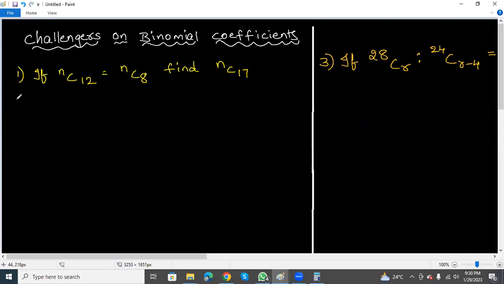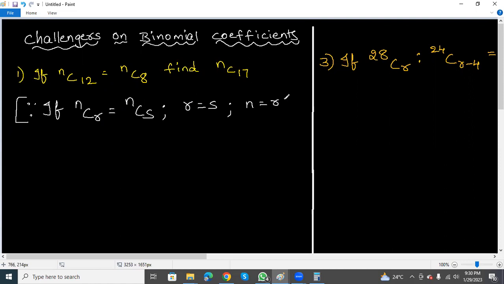So let's recollect one of the properties here. If nCr is equal to nCs, then we can draw some conclusions: r is equal to s, or we can also write n is equal to r plus s. For finding nC17, we need to find the n value, so we can utilize this property.